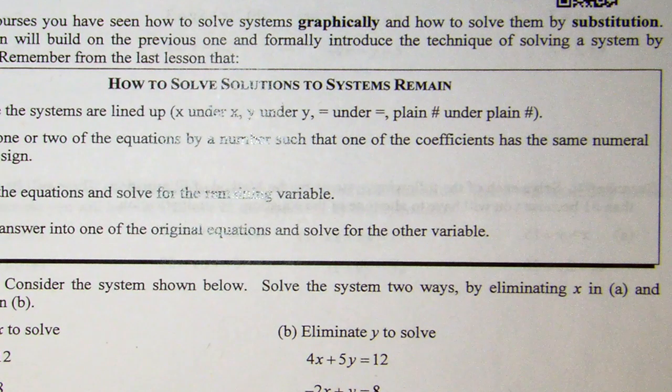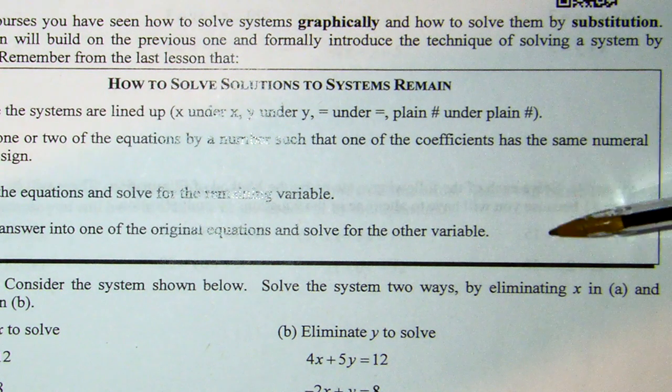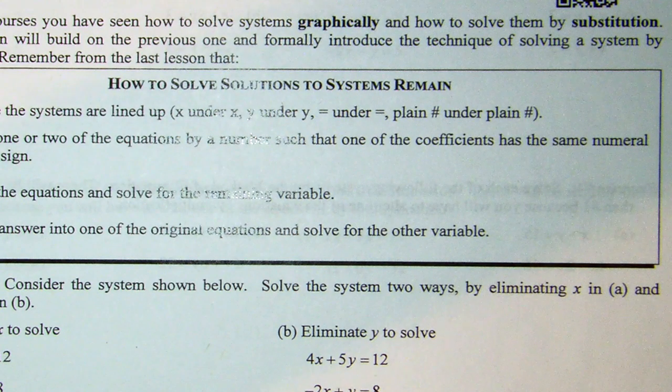Step 3, combine the equations to solve for the remaining variable, and then plug that answer into one of the original equations and solve for the other variable. So the steps are a little bit hard to understand, and I get it, but once we start going through examples, you'll see what they're talking about.